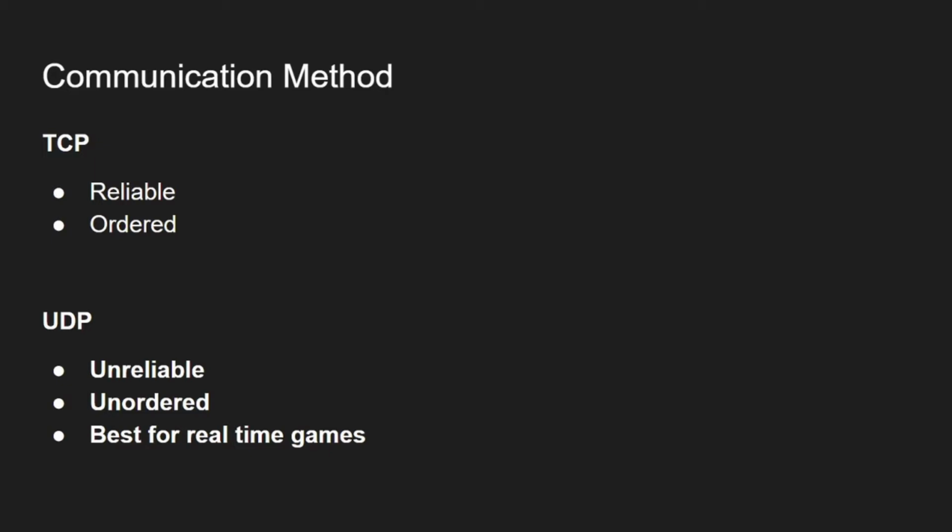Now UDP is the opposite. It's unreliable and unordered, which means that the most recent packet received is the one that can be instantly used by the program. And this is best for real-time online games because you're always going to get the most recent update.